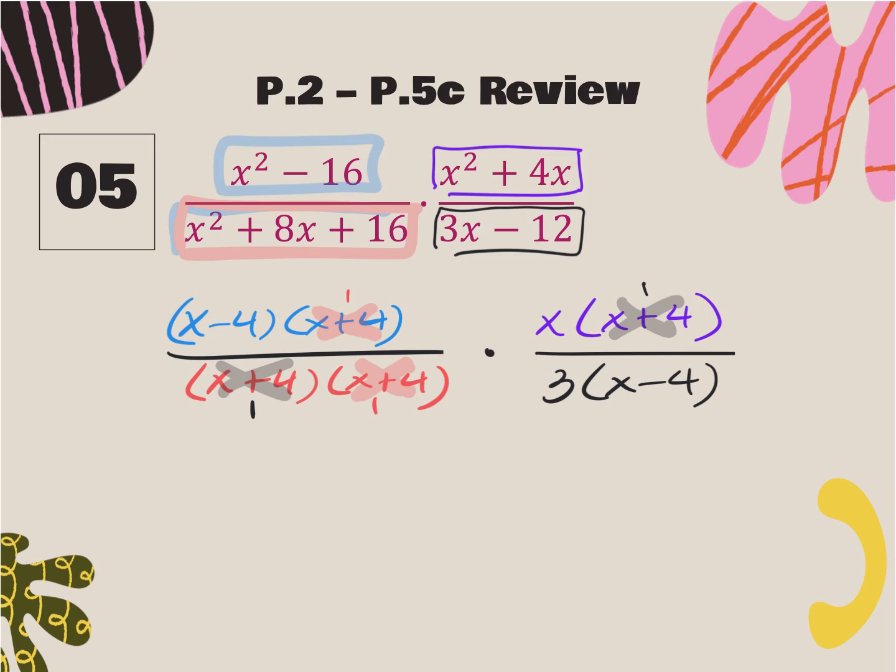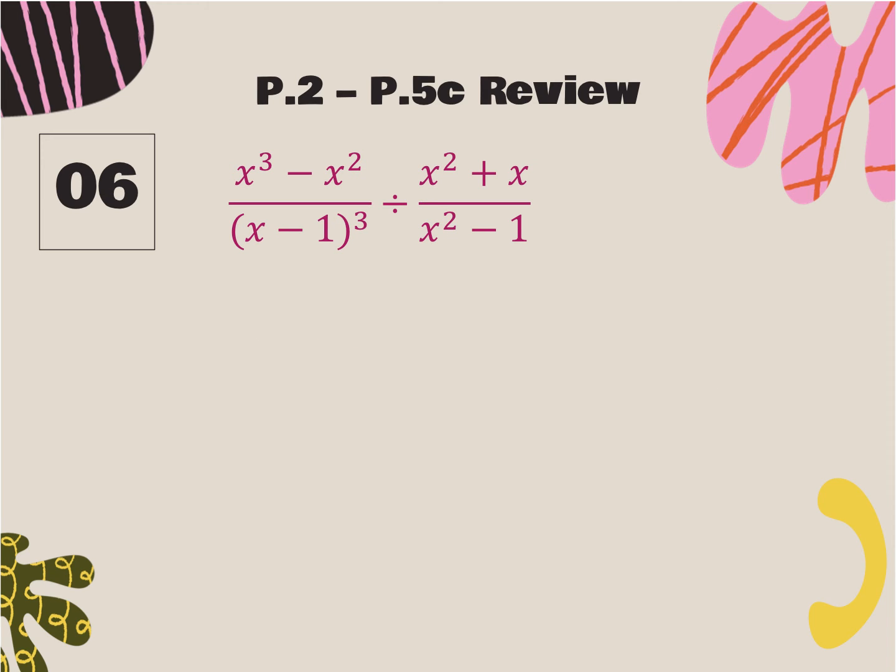And then I can also grab an x minus 4 with an x minus 4. And again, leaving behind a 1. And now the only thing that remains is this x over 3. And you're done.